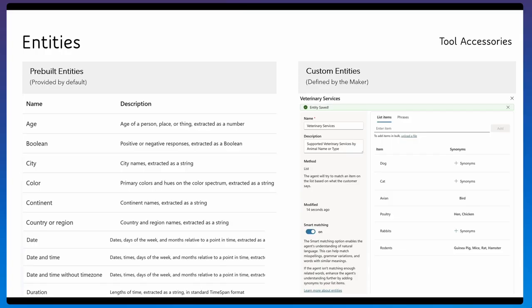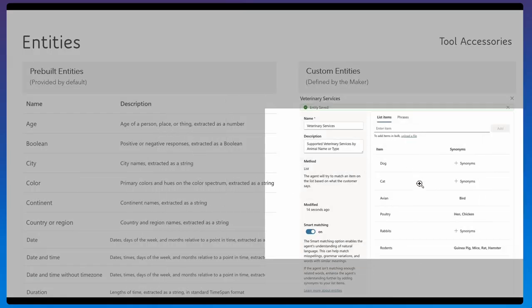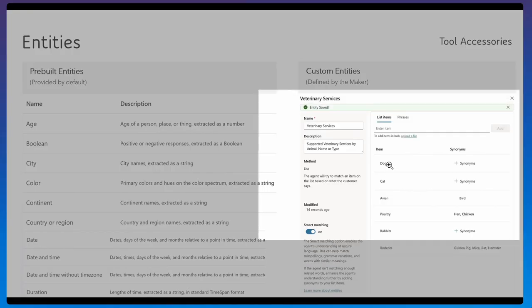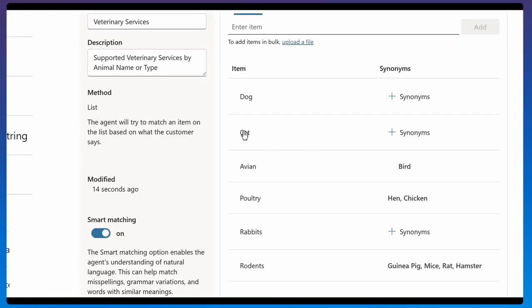These custom entities have to do with your particular business scenario, where you may need, for instance, in this case, I have created an entity for the Petco agent that includes all the types of pets that our veterinary services will treat, right? Dogs, cats, avian, poultry, rabbits, and rodents, for instance. That's all that we treat. So if they put horse in the conversation, it isn't going to grab it, and we probably can't serve that horse. So I'm making a custom list here to show all the veterinary services animals that we service.